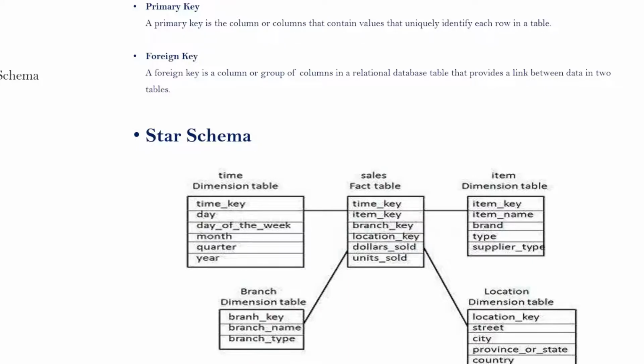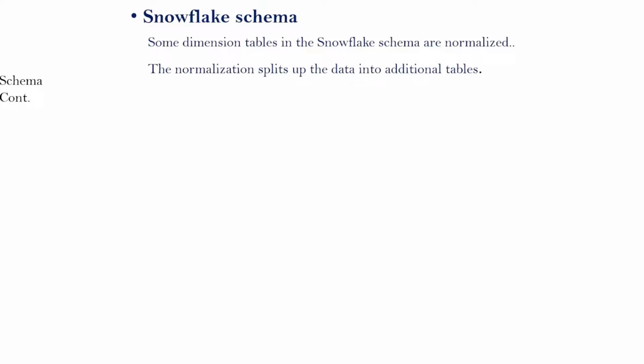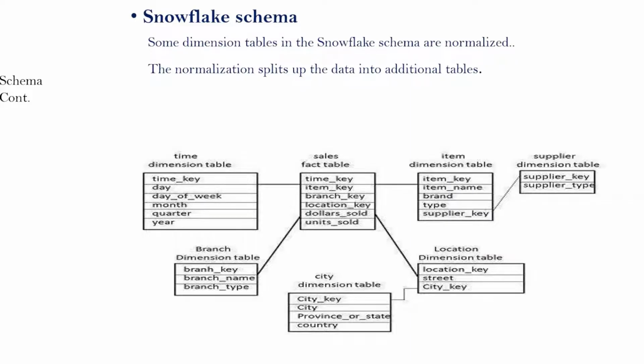After the star schema, we have the snowflake schema. So some dimension tables in a snowflake are normalized. Normalization splits up the data into additional tables. So again, I'll explain with this example.